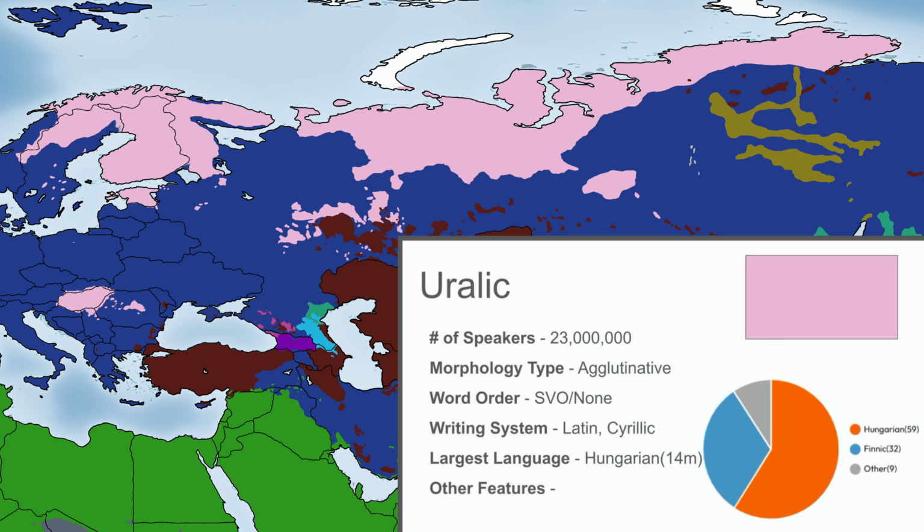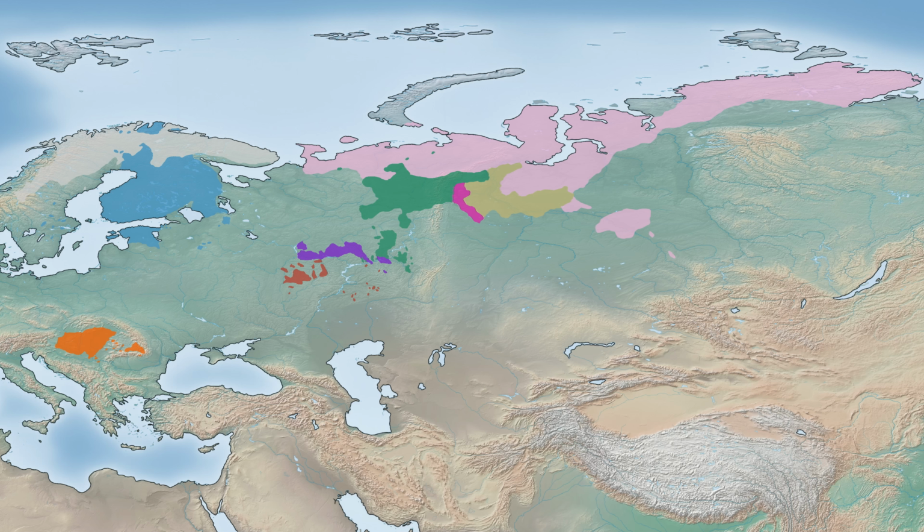There are many proposed homelands for the Uralic languages, but in general, it seems to be somewhere around the Ural Mountains and surrounding rivers. They then spread west into areas around Finland, and the Hungarians specifically migrated from the Ural Mountains to Central Europe around 900 AD.